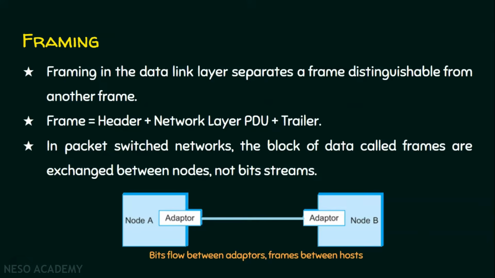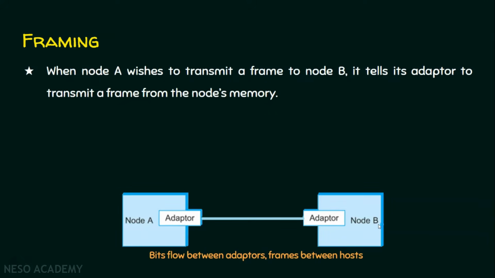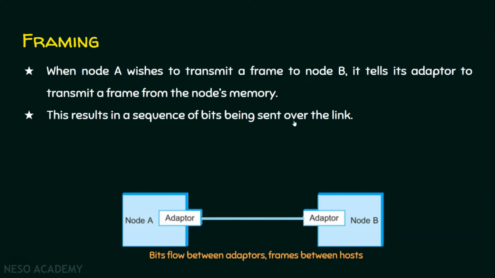We will also see the other aspects. Suppose node A wants to send some data to node B, what does it actually do? When node A wishes to transmit a frame to node B, it tells its adapter to transmit a frame from the node's memory. So the data received by the data link layer is ready and it is created as a frame, and it tells the adapter to transmit the frame from the node's memory. This results in a sequence of bits being sent over the link, and it is the responsibility of the adapter to send the sequence of bits over the link.